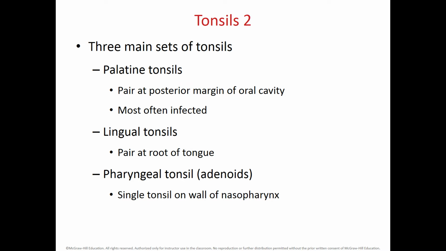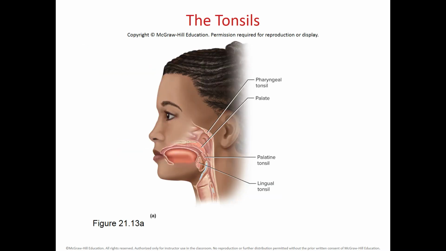are located a little bit inferior and posterior to the roof of the nose, and they are called adenoids too. So it's a single tonsil on the wall of the nasopharynx, while the lingual tonsils are paired together with the palatine tonsils. So here's the location of each of them.